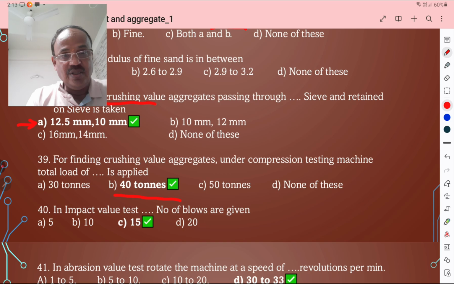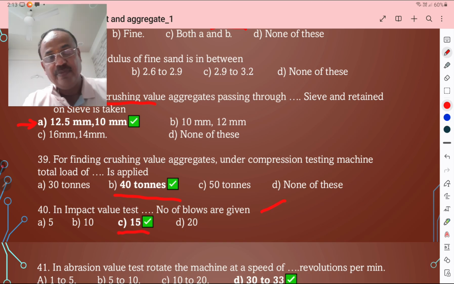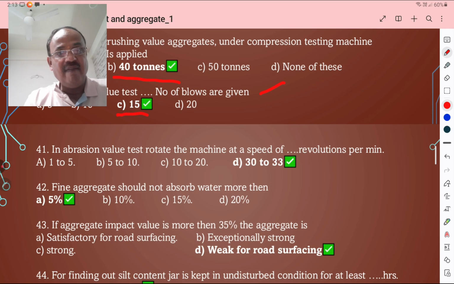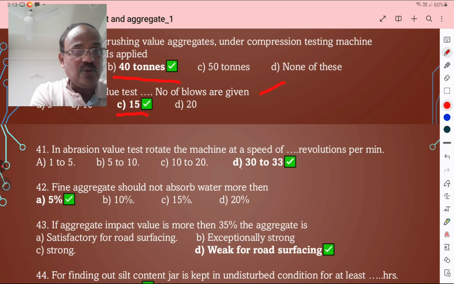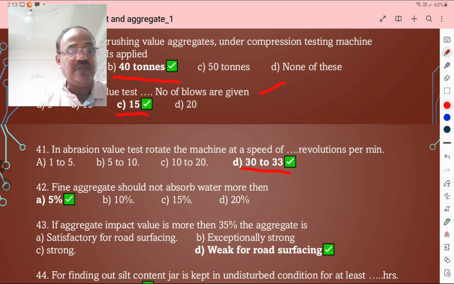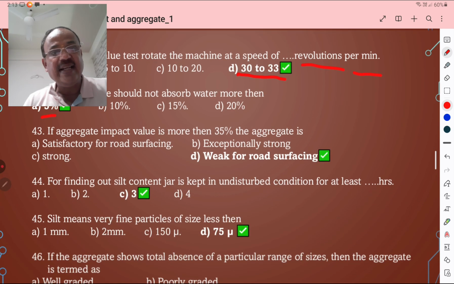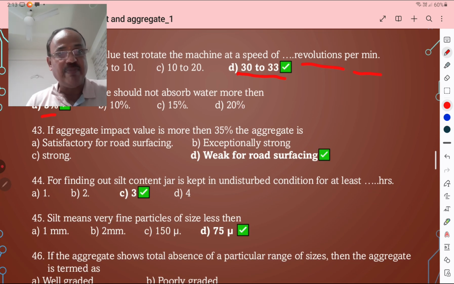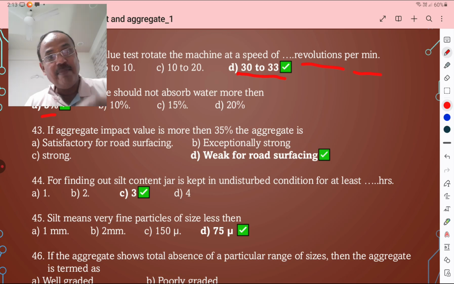In impact test, 15 number of blows are given to the layer of aggregate. In abrasion value test, rotate the machine at the speed of 30 to 33 rpm, that is revolutions per minute. One must know the rpm, 30 to 33. Fine aggregate should not absorb more than 5% of water. If aggregate impact value is more than 35%, the aggregate is weak for road surfacing because the impact value is more.